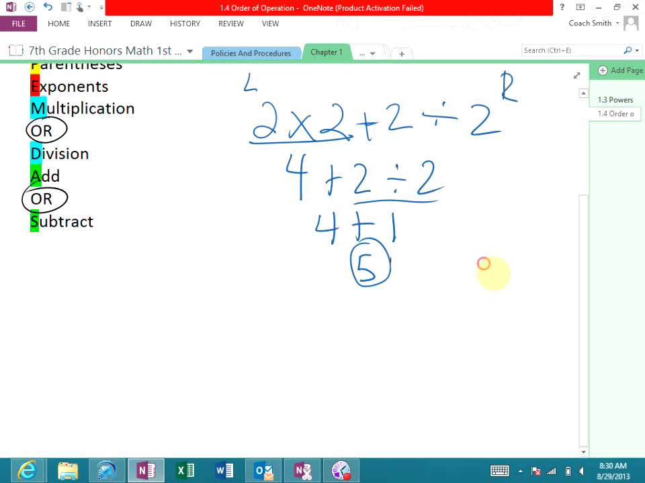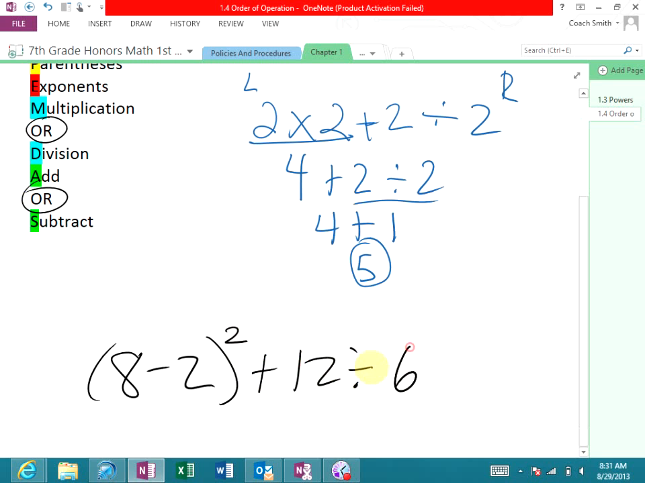All right? So we just went through the order of operation, okay? Wasn't real hard. Obviously, that's a fairly simplistic problem. Let's look at another example. Let me pull one out of the book here. Ones in the book are not necessarily real hard, but I'm going to take one of the harder ones so we can go ahead and get going in this stuff. 8 minus 2 parentheses squared plus 12 divided by 6.